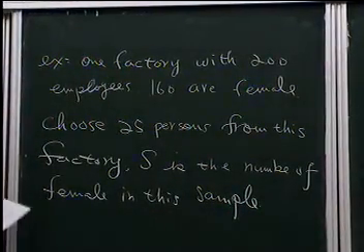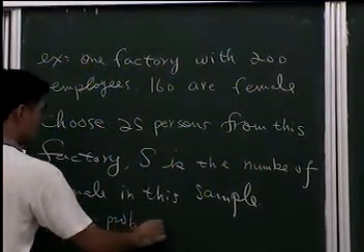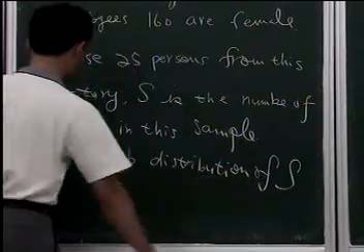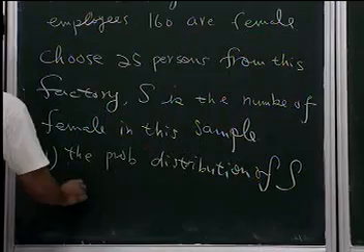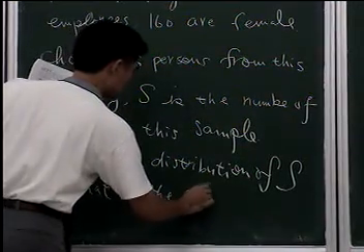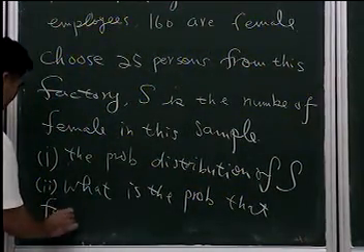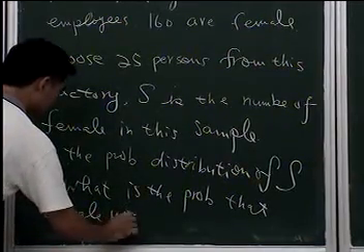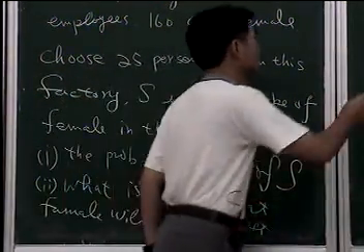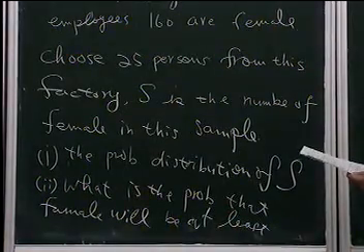So we are going to ask some questions here. First one is the probability distribution of S. The second one, what is the probability that the proportion of female will be at least 0.8, so that is 80% in this sample.